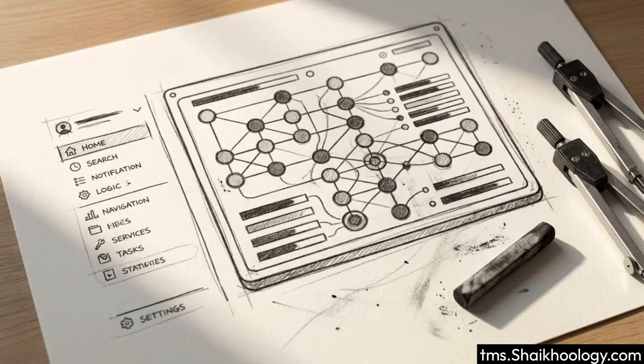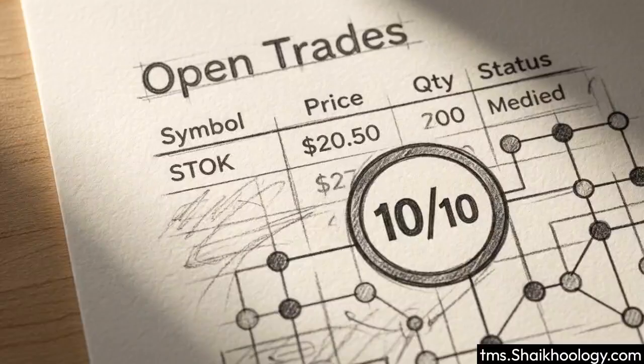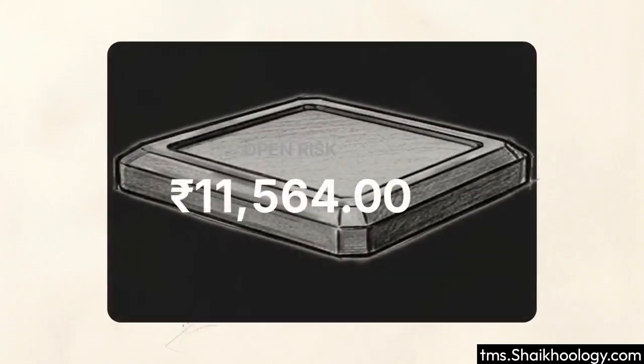Navigate back to the main TMS dashboard. Your newly logged, perfectly scored trade now sits securely in the Open Trades ledger. Check the Open Risk profile. It now accurately reflects the verified mathematical limits of your 10 out of 10 setup.